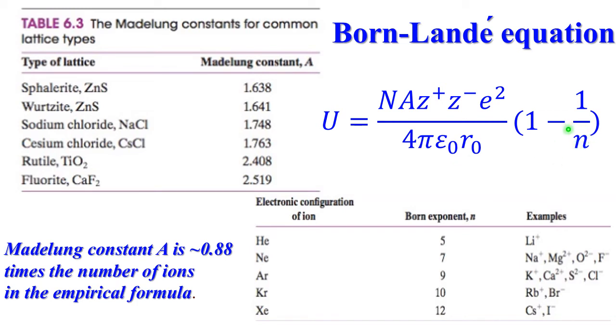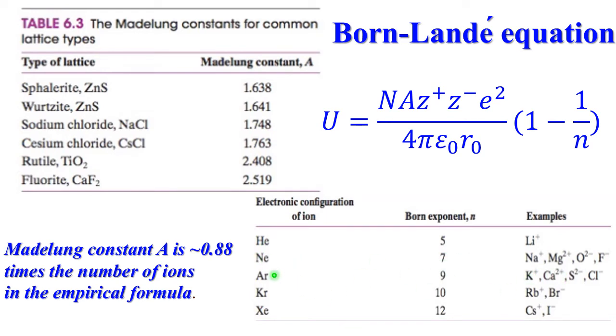Now you need to take into account how many neighbors your ion has, and that's the so-called Born exponent. So for the first row of atoms, when the electron configuration of the ion is helium-like, you'll have 5. For sodium, magnesium, and oxygen, fluorine, where our basic noble gas ion is neon, you'll have 7.